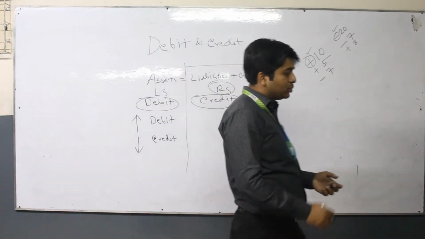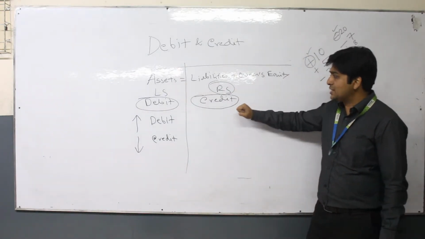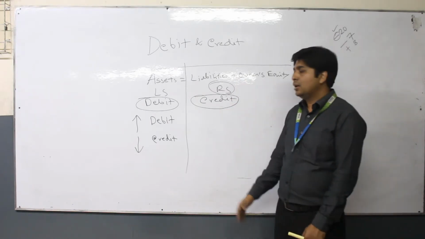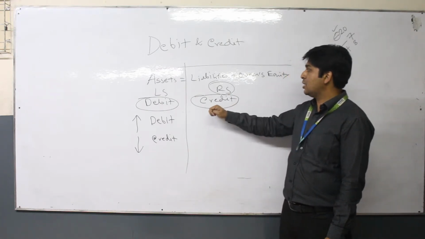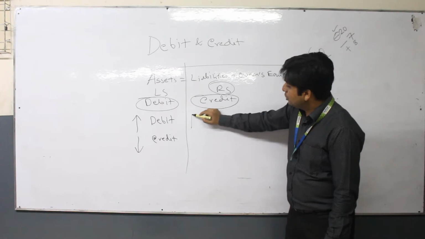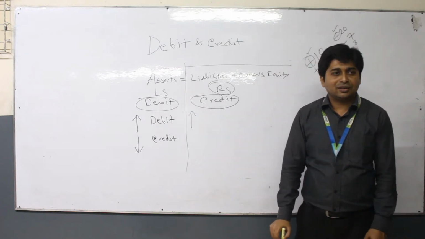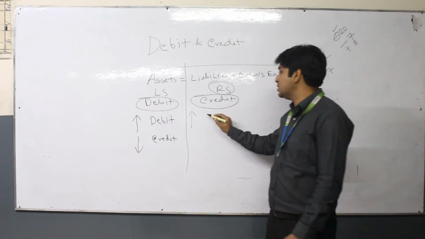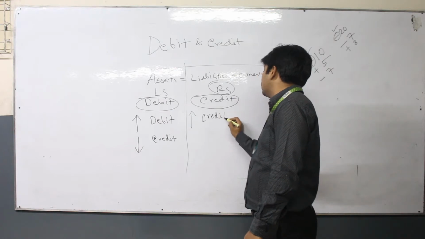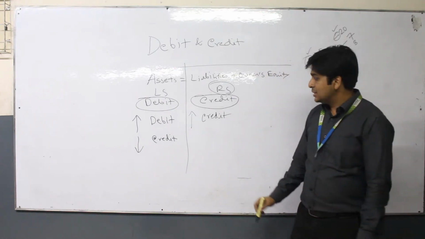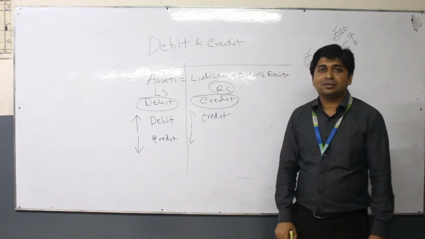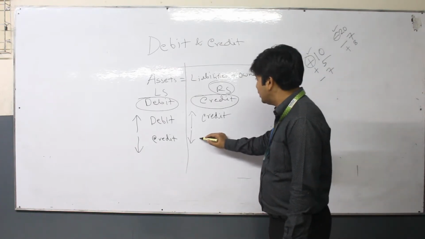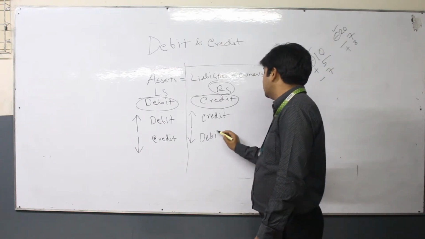Now if I talk about liability, liability's basic signal is credit because it is on the right side of the accounting equation. And if the basic signal of liability is credit, suppose liability is increasing. If the liability increases, that should increase in its basic signal. That means when the liability increases, it is also credit. But when the liabilities decrease, of course the signal should be changed. So decreasing liability should be debit.